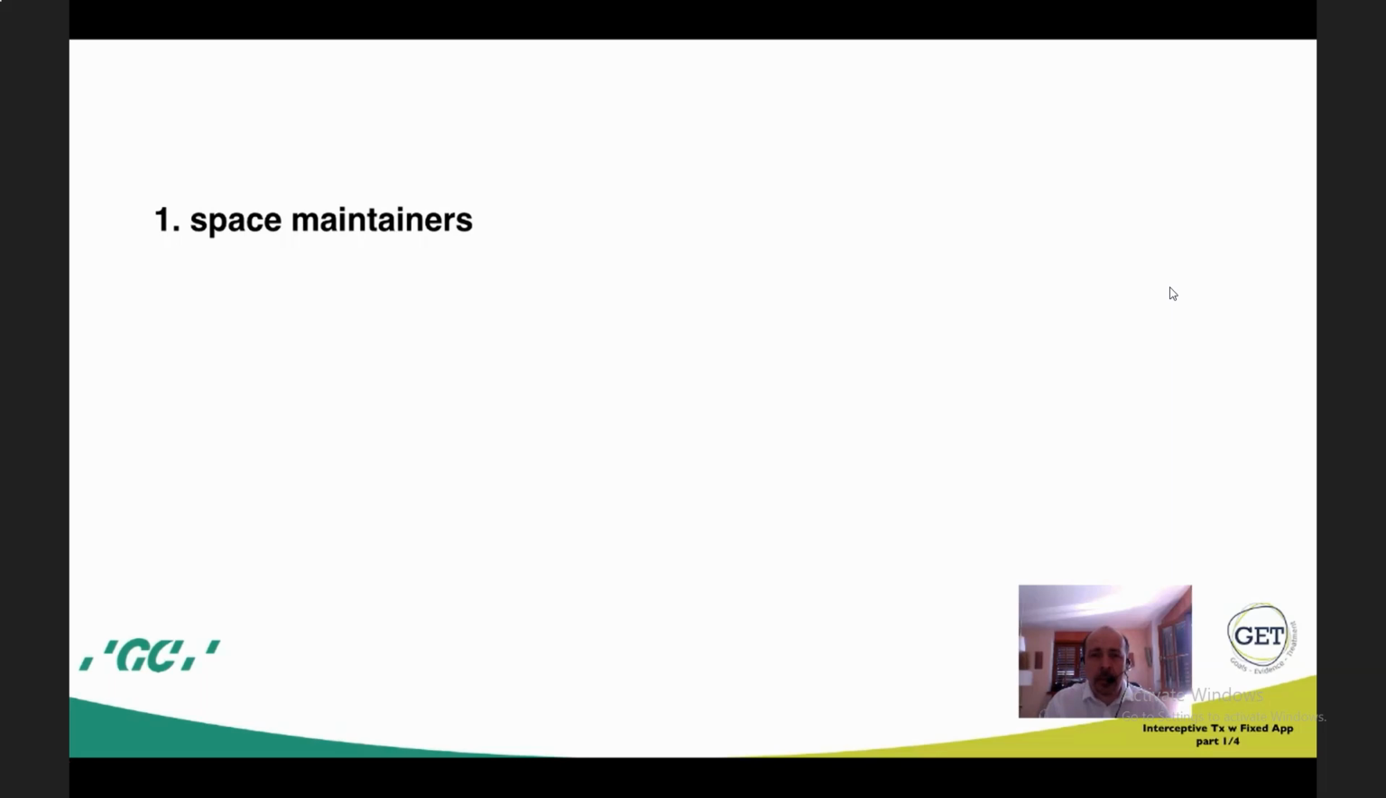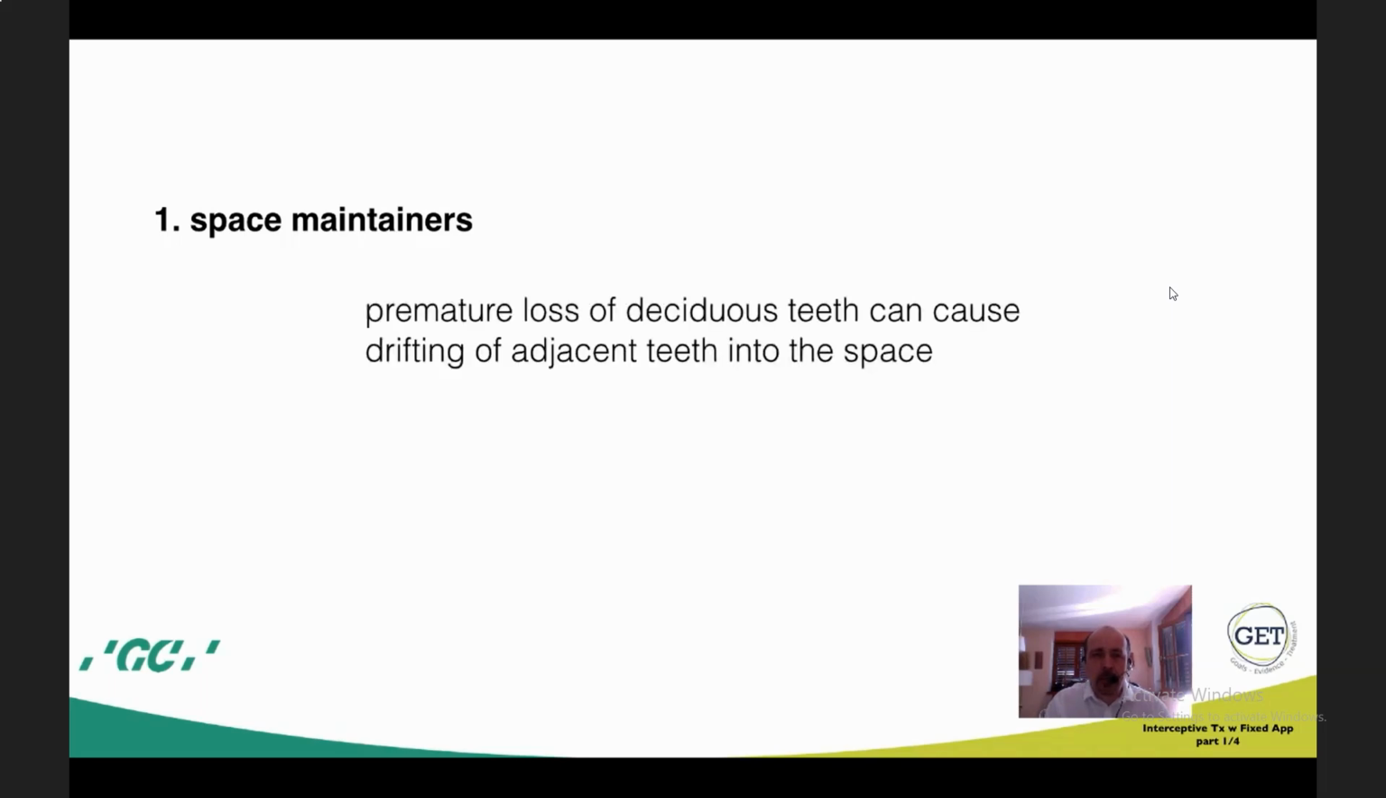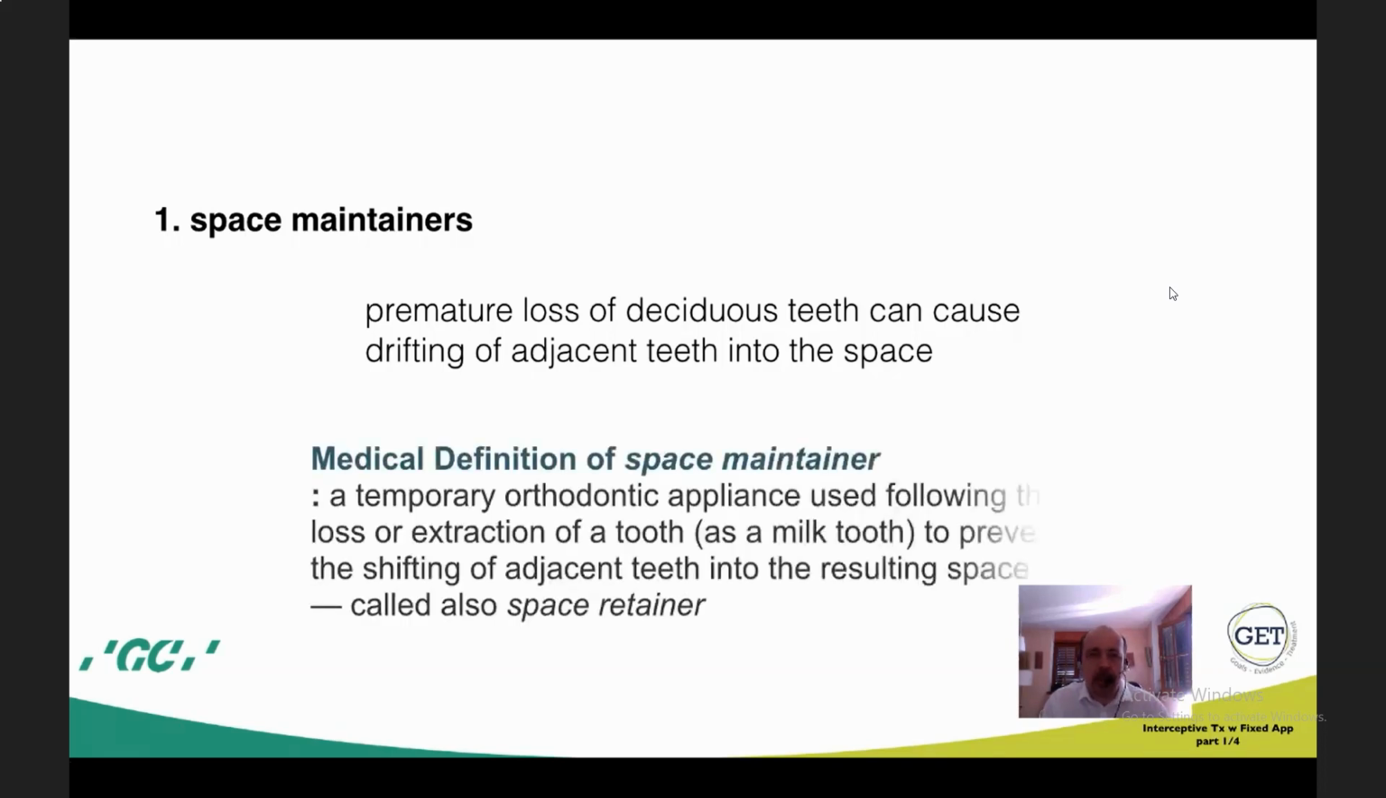When do we need a space maintainer? In the premature loss of deciduous teeth, we can see drifting of adjacent teeth into the opened space. So the medical definition of a space maintainer is a temporary orthodontic appliance used following the loss or extraction of a tooth, such as a milk tooth, to prevent the shifting of adjacent teeth into the resulting space.